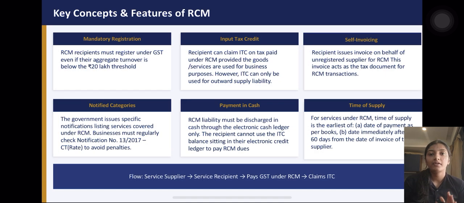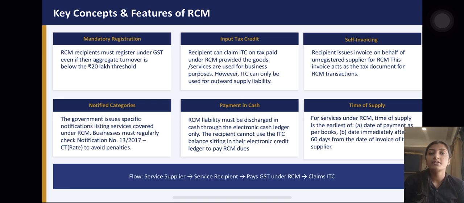Key concepts and features. Mandatory registration. If you are receiving a service under RCM, you must register under GST even if your turnover is below the 20 lakh limit. Input tax credit. After paying the GST under RCM, you can claim it back as ITC, but only if the service is used for business purposes. Self invoicing. Since the supplier may be unregistered, the recipient has to create the invoice themselves. It acts as an official tax document. Notified categories. The government issues specific notifications, the key one being notification number 13 2017.